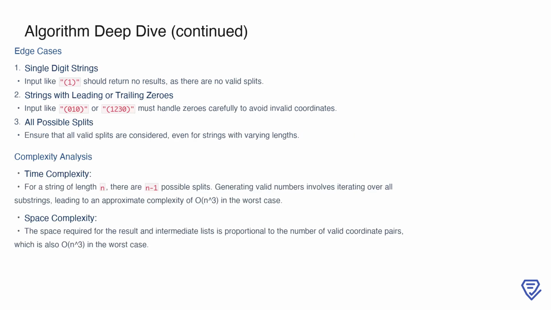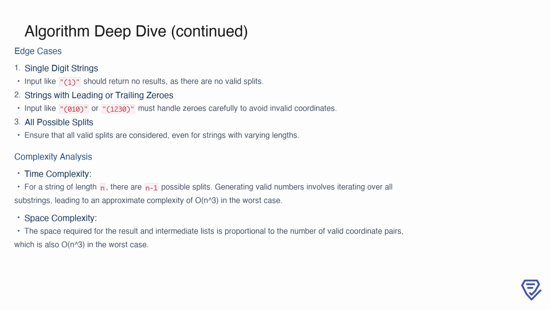To ensure the robustness of this algorithm, we must account for several edge cases. For example, if the input string contains only a single digit, such as 1, there are no valid splits, so the result should be empty. Strings with leading or trailing zeros, like 010 or 1230, must be handled carefully to avoid producing invalid numbers. Additionally, it's important to verify that all valid splits are considered, regardless of the string's length.